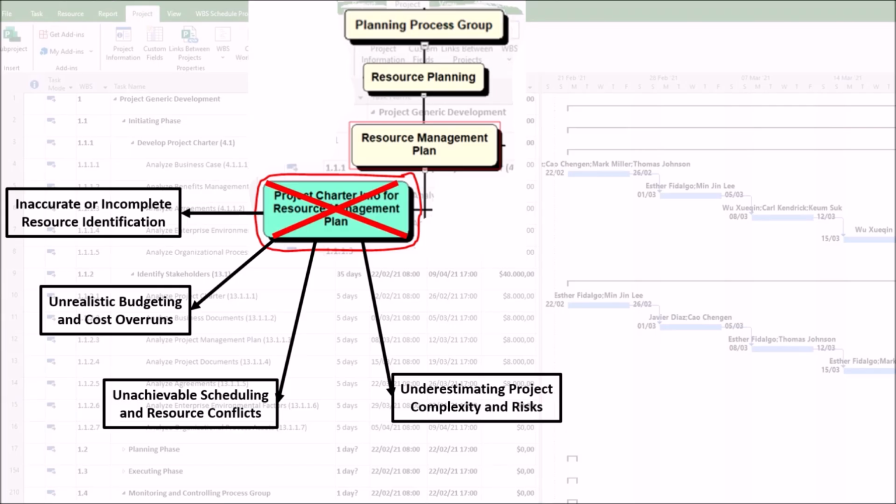The project grinds to a halt because there are no backup vendors identified, and no budget allocated for premium resources to recover lost time.